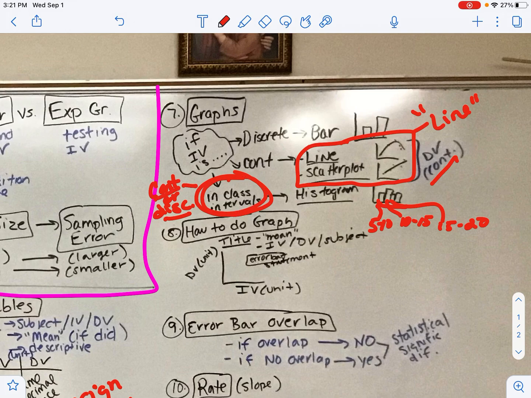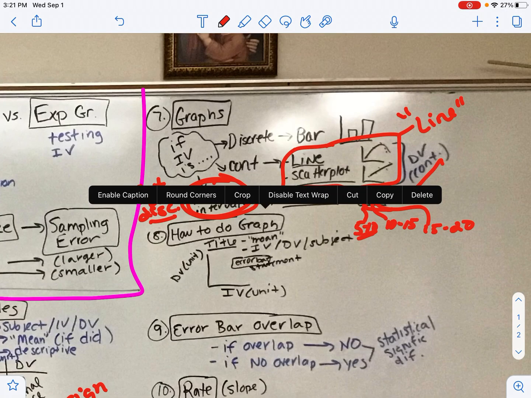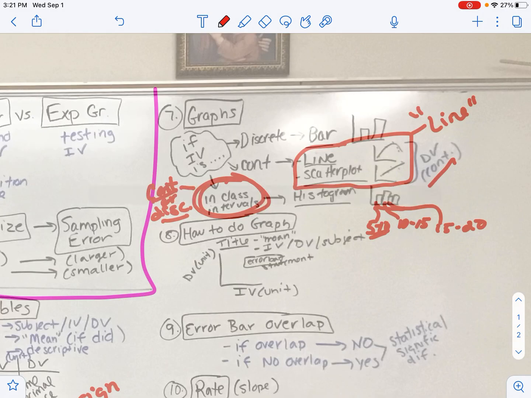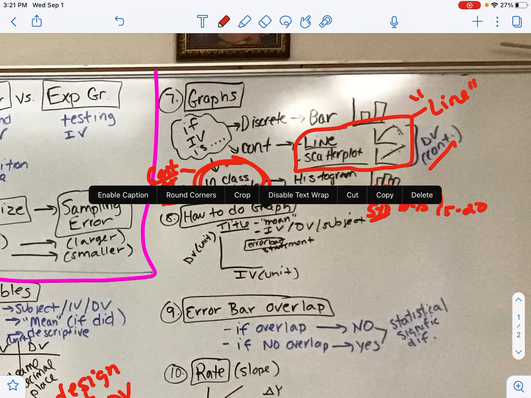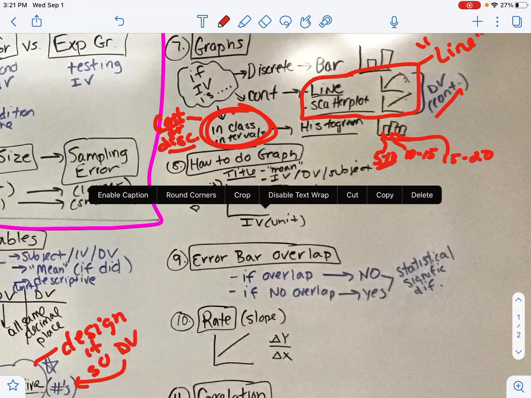Or it could be continuous, where you're measuring the height of plants, how many plants are 5 to 10 centimeters tall, how many plants are 10 to 15 centimeters tall, etc. So class size intervals can be discrete or continuous. But if you're in class size intervals, you're probably doing a histogram.